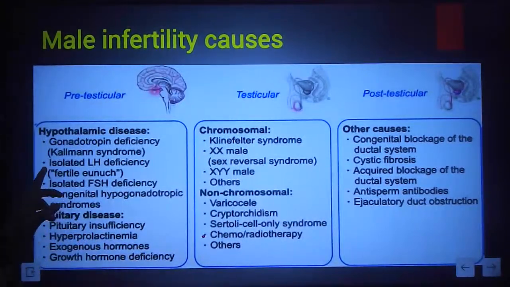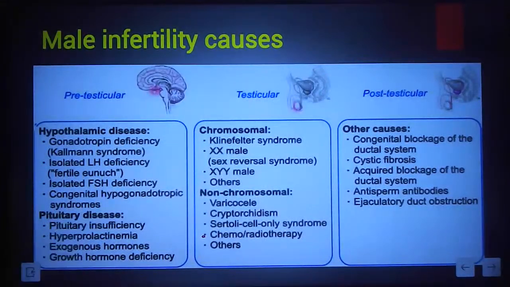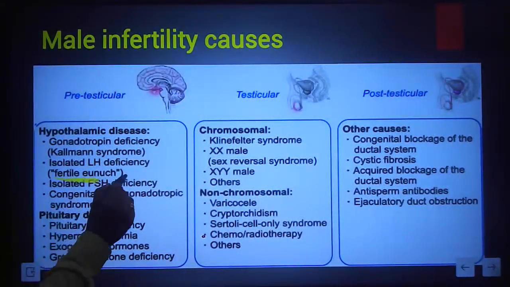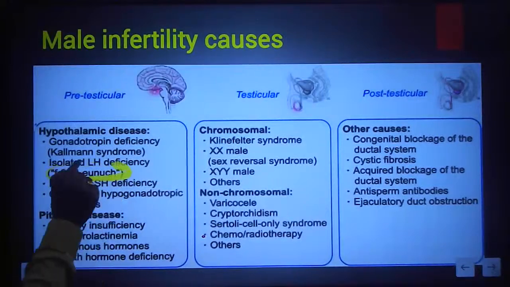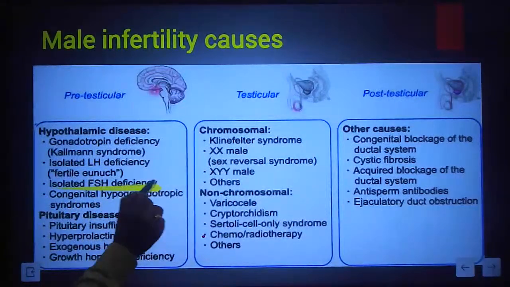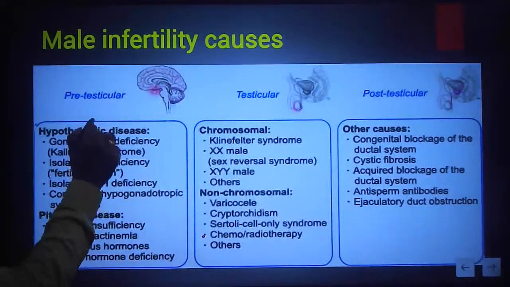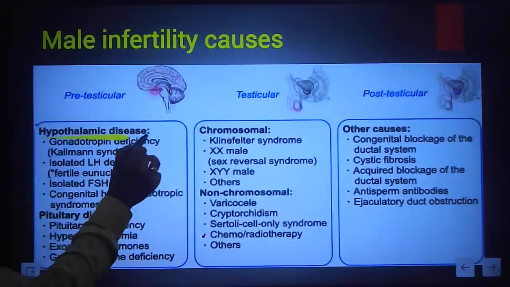Okay, fine. So then isolated LH deficiency, luteinizing hormone deficiency. These we call infertile eunuchs, right? Then these people are called eunuchs. And isolated FSH, that is follicle stimulating hormone deficiency. Then congenital hypogonadotropic syndrome. These are all which come under hypothalamic disease.